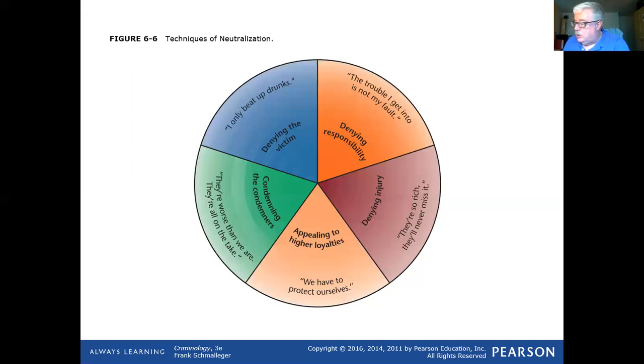But they're also listed in your book. So one of them is denying responsibility. You look at the background: poverty, abuse, lack of opportunity. You say, I'm not responsible. It's not my fault. Something else caused it. It's how I was raised. It's the neighborhood. It's not my fault that I have to go out and rip people off.